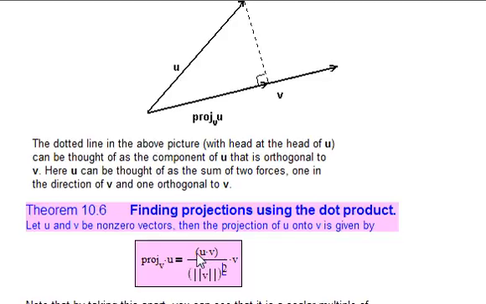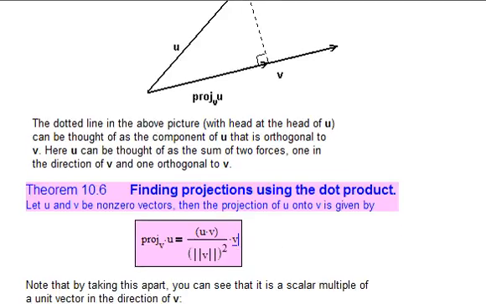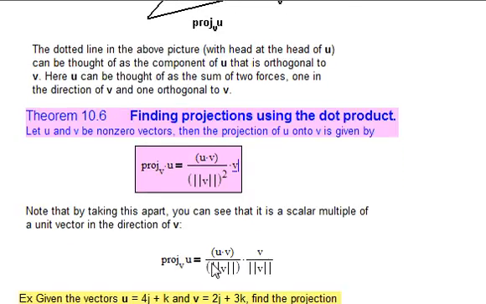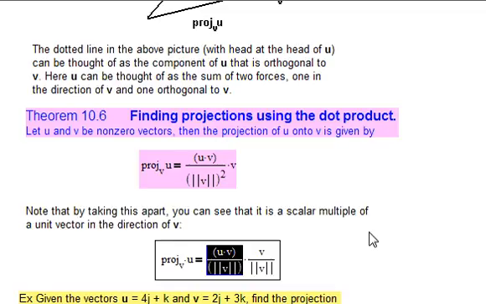Because what we're doing, we're going to take u dot v over the length of v, which is what we call the component of u in the direction of v. But then we're going to multiply that by the unit vector, v divided by the length of v, and that's why we have the length of v squared in the denominator. So if you take this apart, you can see that's what it is. This is what we called the component of u in the direction of v, and this is a unit vector in the direction of v.